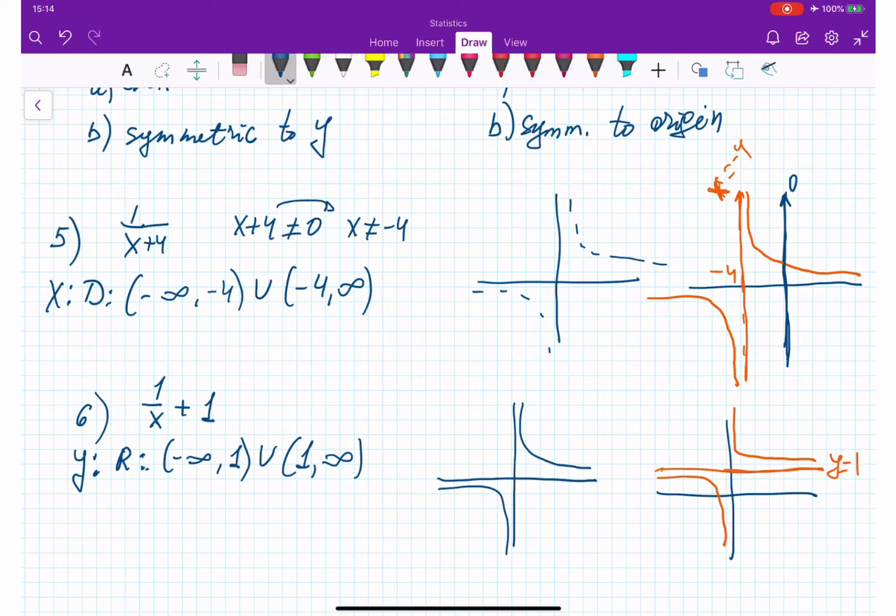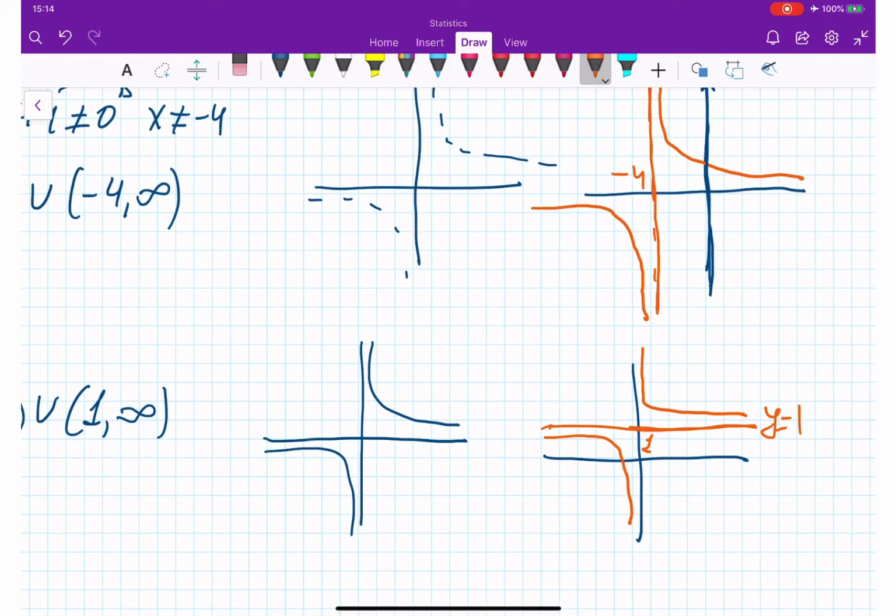Look at the difference for this one and for this one. So x plus 4, now in number 5, x plus 4, it's a change of x, which means x cannot be equal negative 4. But in number 6, 1 over x plus this 1, it's a change of y. Okay? Just so you know. Therefore, this is 1. And this graph is x is equal 1. I mean, y is equal 1. Okay? All right.